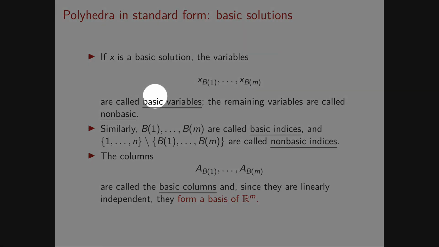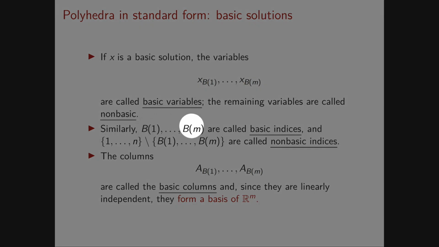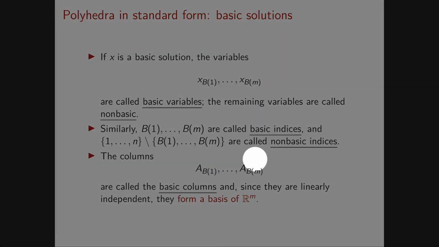And these will be called the basic variables. All the remaining ones, which are the ones that we set to 0 in our procedure, are called the non-basic variables. Similarly, the indices B1 until Bm are called basic indices, while the remaining ones will be called the non-basic indices. Again, in a similar fashion, the columns indexed by B1 until Bm are called the basic columns.